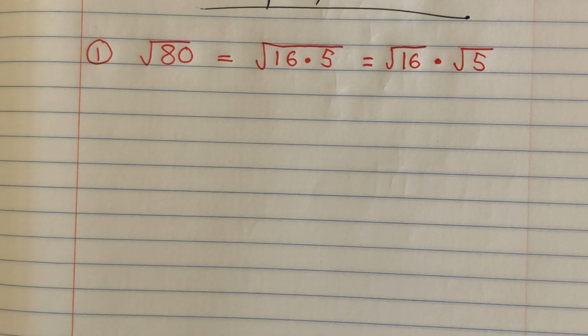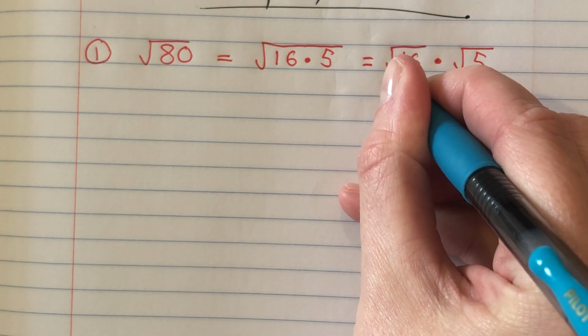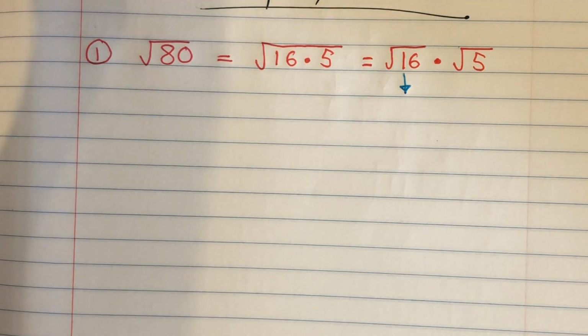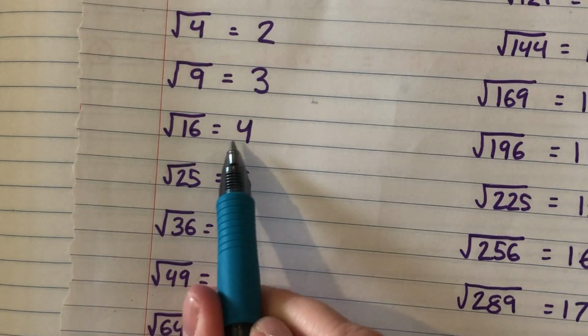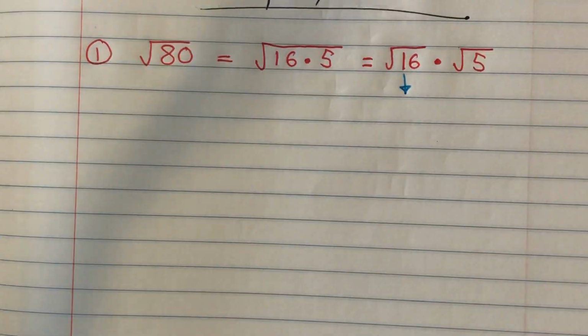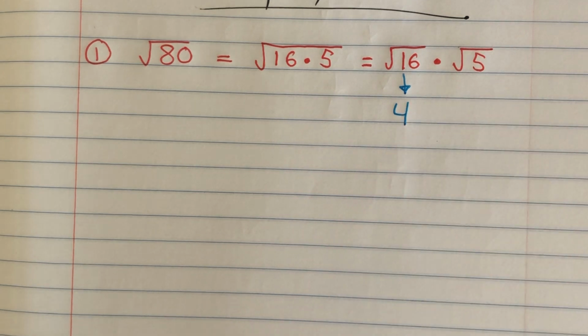And then we can follow my next step, which is to solve the perfect squares that are written. Well, my perfect square here is 16. And we know from our list of perfect squares that the square root of 16 is 4. So the square root of 16 is 4.